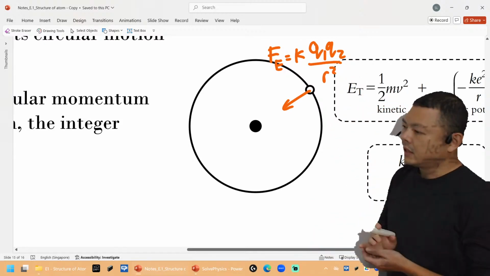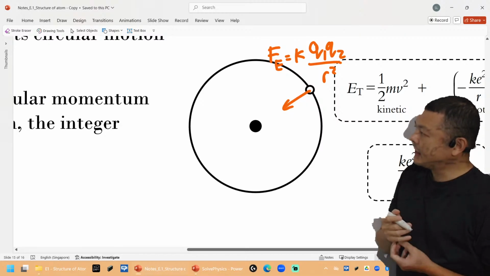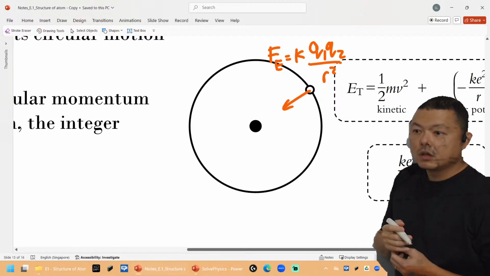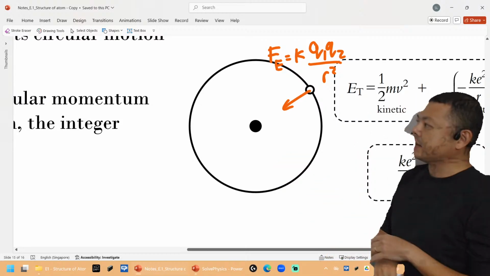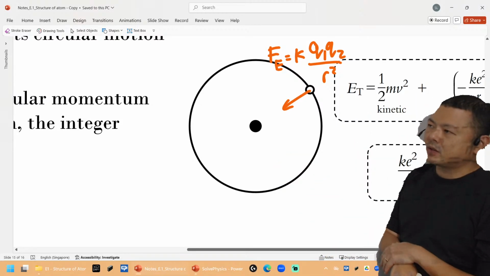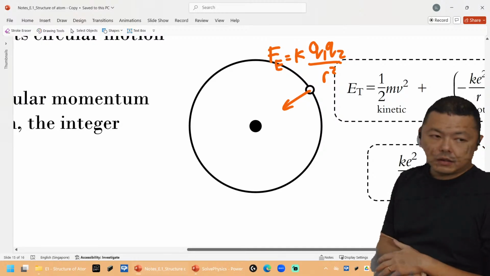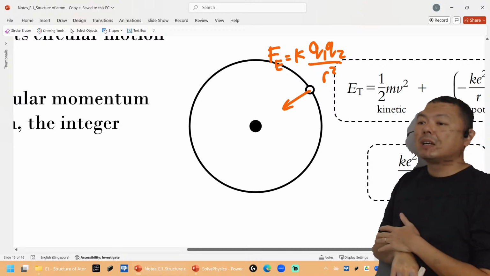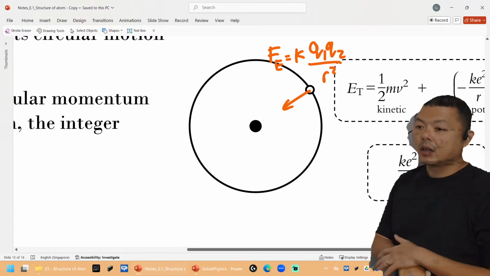That will be the force acting on the electron, and this force is providing the centripetal force of the electron. Therefore this electron will orbit around the nucleus. What's one of the inferences with regards to energy about the electron? The electron doesn't lose energy, right?